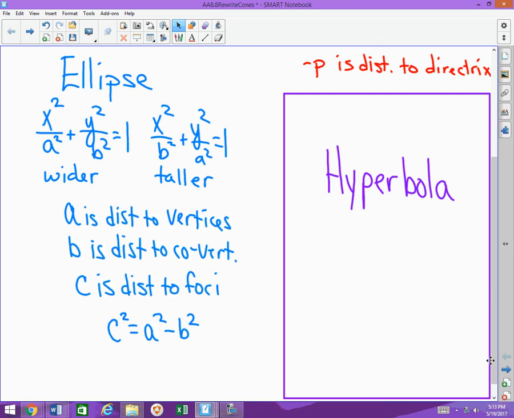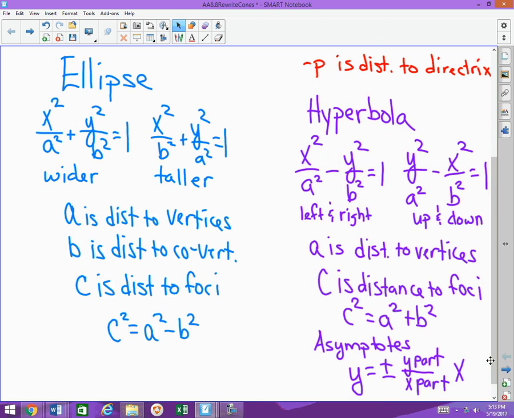And then there's the hyperbola. And in the hyperbola, it was x squared over a squared minus y squared over b squared equals 1, or y squared over a squared minus x squared over b squared equals 1. In the first case, if x squared was the positive part, then it was a left and right hyperbola. And if y squared was the positive part, then it was an up and down hyperbola. And a is still the distance to the vertices, just like it is with an ellipse. B you really don't need to know, other than, well, you do need to know B, but it doesn't give you the distance to anything that you need for your graph. C is the distance to the focus points, or the foci.